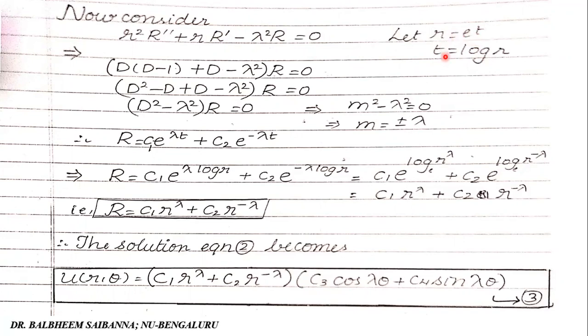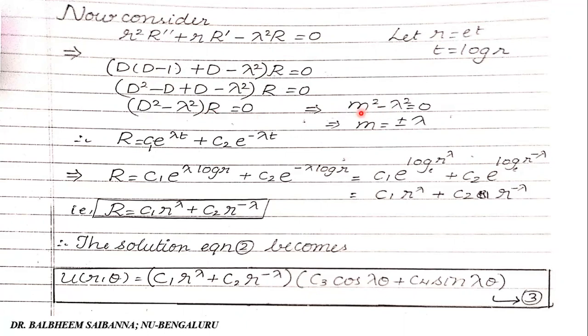Exponential form, we can write in the logarithm form like this. So r squared r double dash, r double dash can be written as D(D minus 1), D(D minus 1) minus lambda squared equals r. So we are writing the auxiliary equation. D multiplied by D minus 1 is D squared minus D, plus D as it is, minus lambda squared. So simplify it: minus D plus D is 0, (D squared minus lambda squared) r is equal to 0.